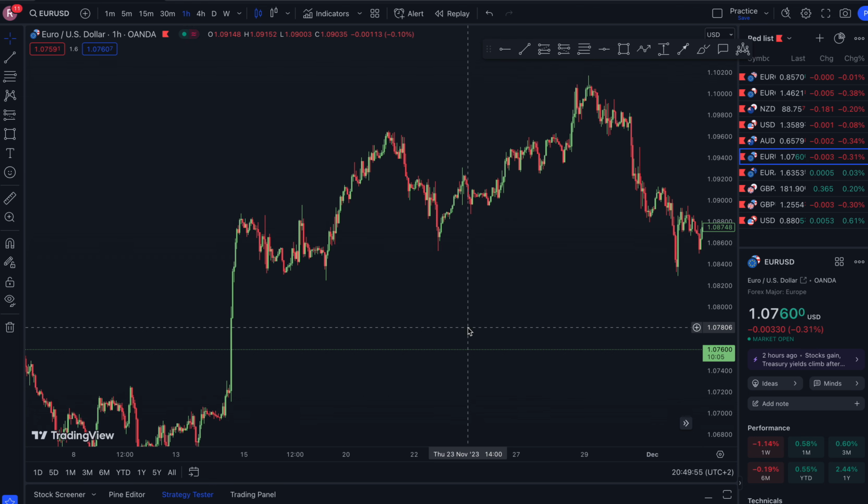Get straight to the point. This is probably the easiest Fibonacci strategy that there is. Very simple, requires only one rule.